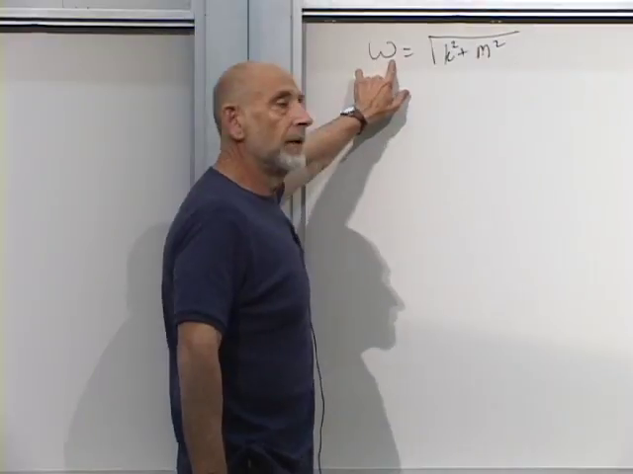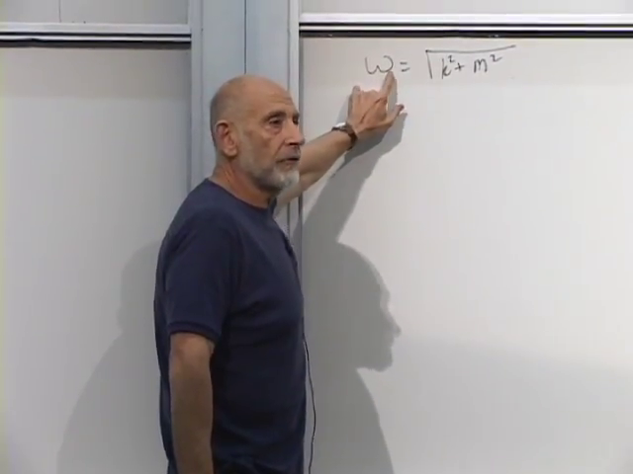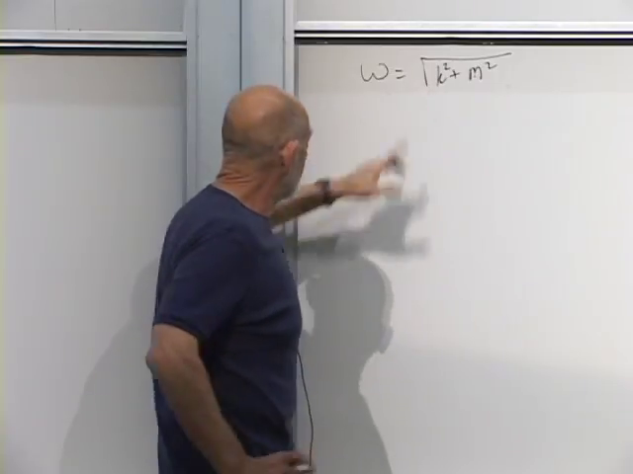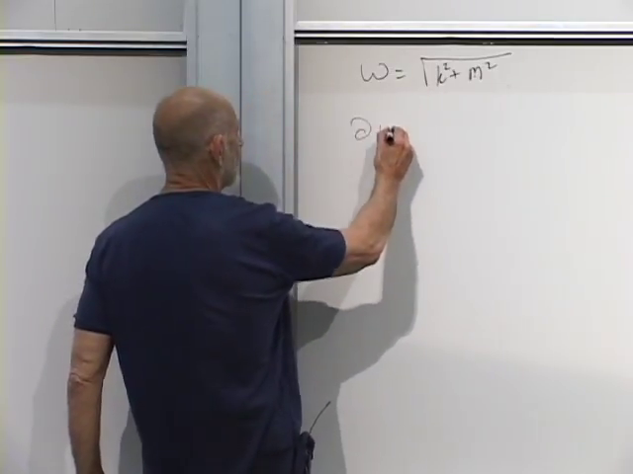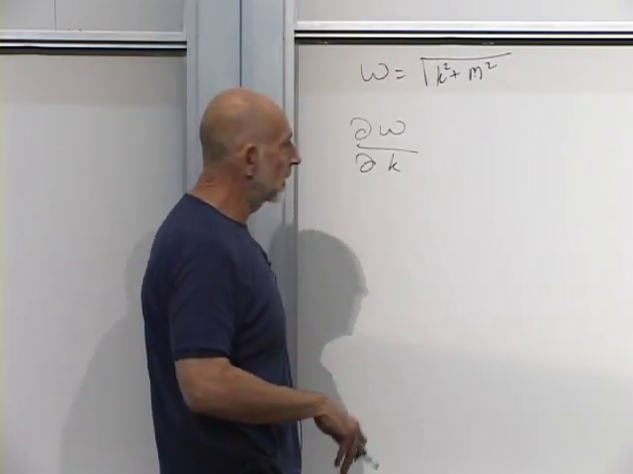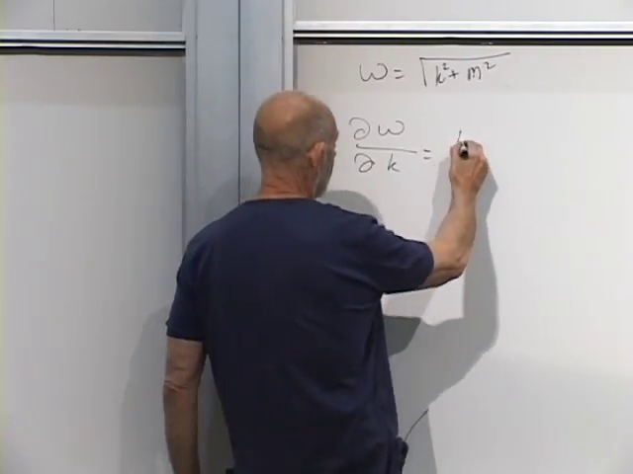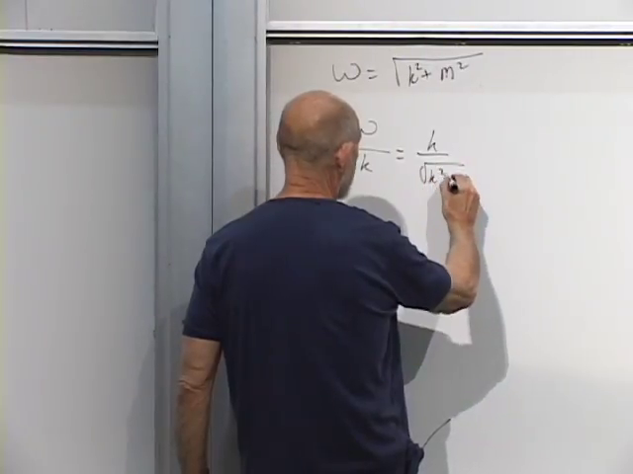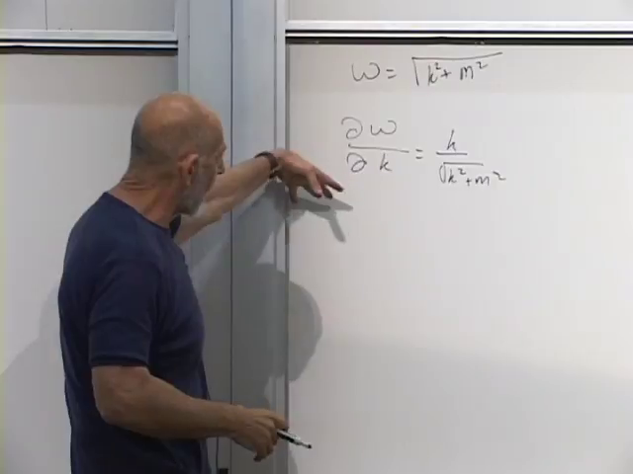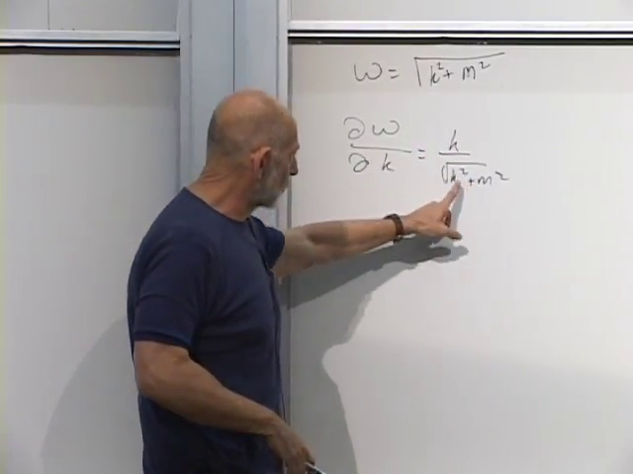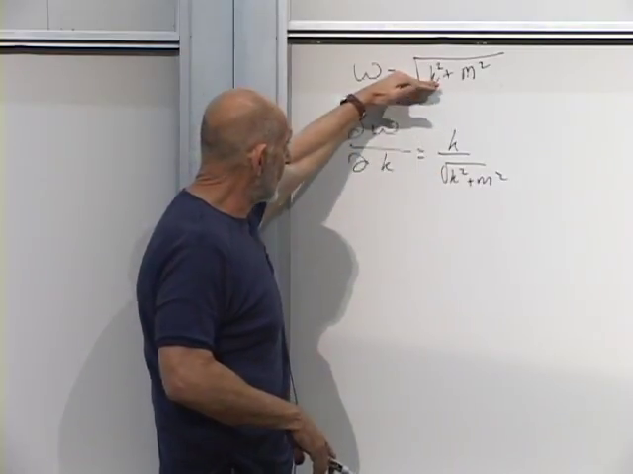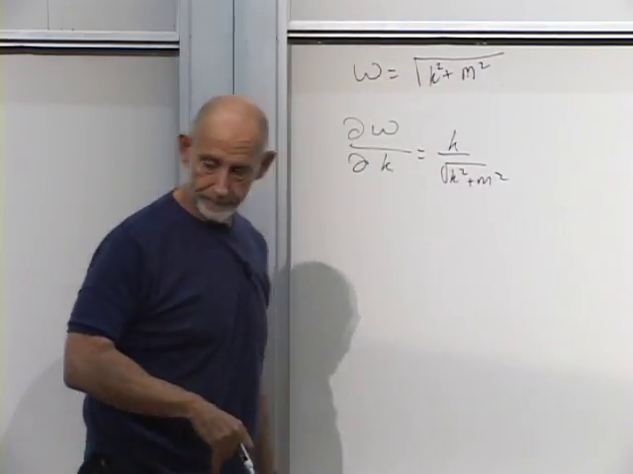We have a particle with mass. This is all we need. If we ask how fast a particle goes with this relationship, what we want to compute is d omega by dk. That's the group velocity, okay? And that's something like k over the square root of k squared plus m squared. That tells us the velocity of a particle or a wave is proportional to its momentum divided by the square root of k squared plus m squared. So that's built into here, how fast the waves move.